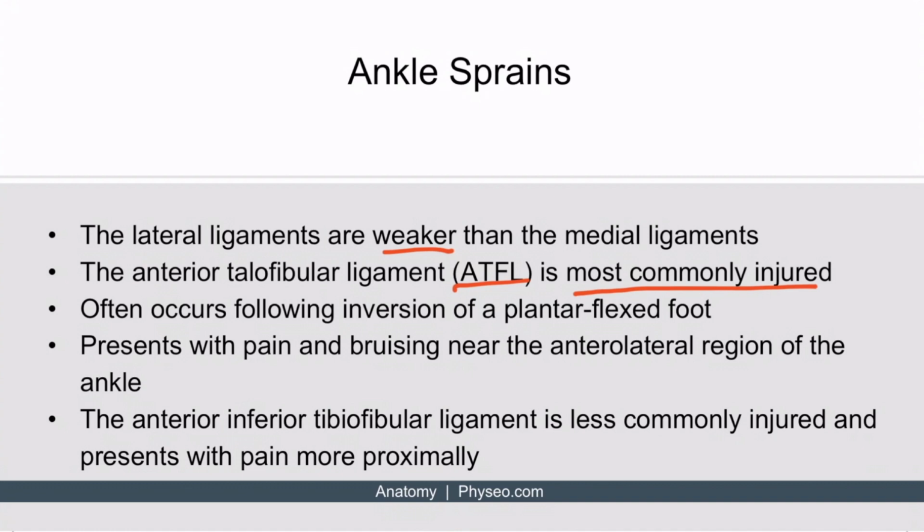This often occurs following inversion of a plantar flexed foot and presents with pain and bruising near the anterolateral region of the ankle. The anterior inferior tibiofibular ligament is injured less commonly and is located more proximally. So it presents with pain that is more proximal than an ATFL injury.